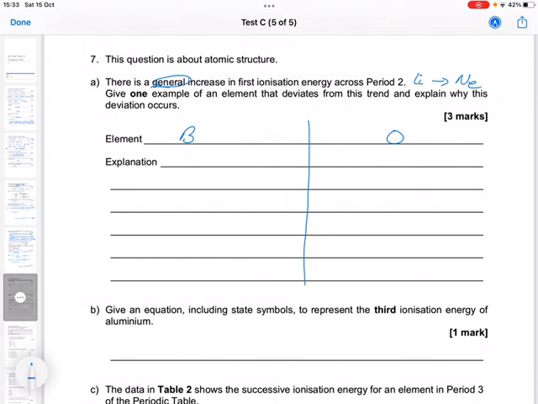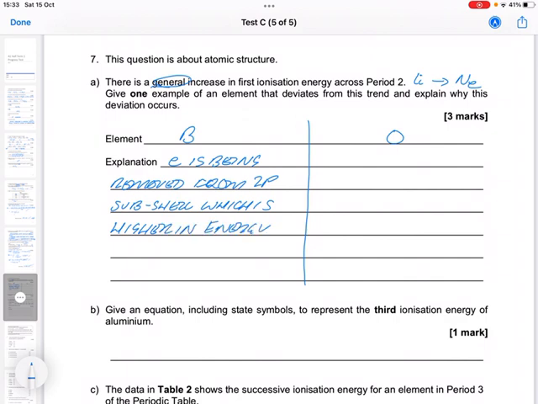So boron, remember, this is where the electron is being removed from the 2p subshell, which is higher in energy, therefore less energy required. Of course, this is comparing to the 2s.